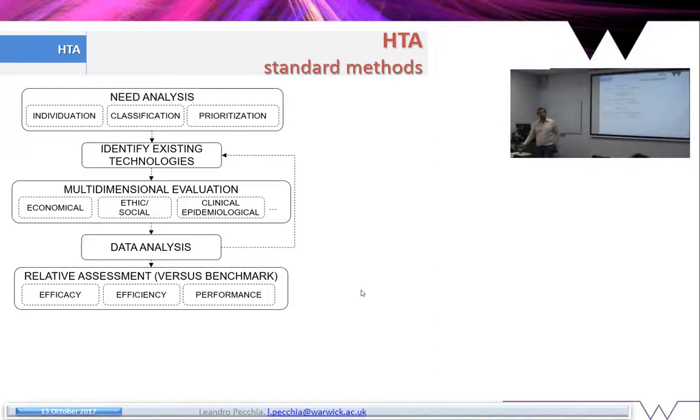Why do we do such a complicated analysis when it comes to medical devices? Yes. I know it's 9 a.m.